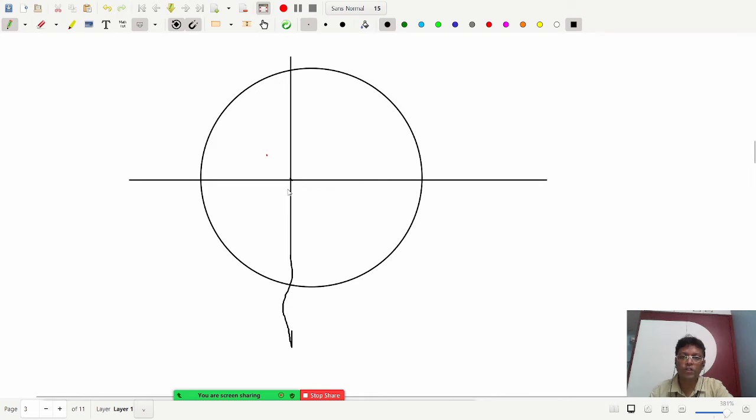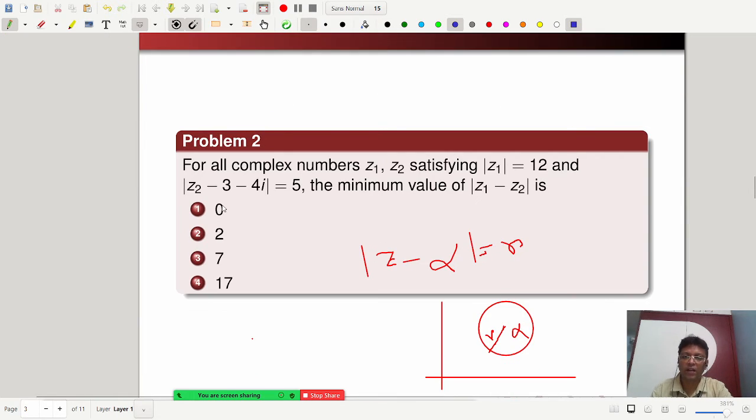So this is the origin and the radius is 12. So this point is 12 comma 0, in the complex plane. And look at that, another circle |Z2| has center 3 comma 4 and radius 5. So what is root over 3 square plus 4 square? That is also 5.